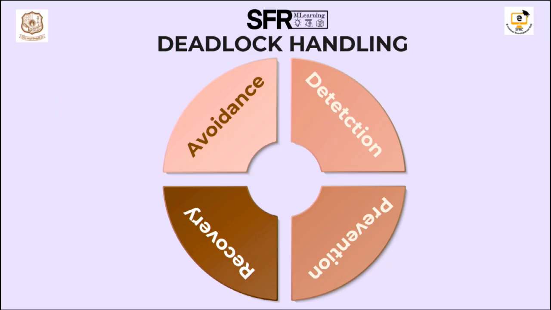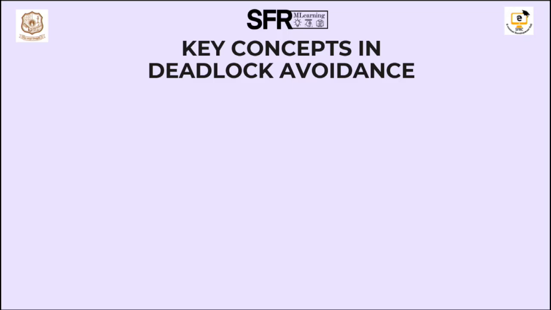Deadlock avoidance. This refers to proactive strategies and algorithms that ensure a DBMS never enters a deadlock state. Unlike detection or recovery, avoidance techniques analyze each resource request in advance and only grant it if doing so keeps the system in a safe state, where all the transactions can eventually complete without causing a deadlock. Okay, let us see what are the key concepts in a deadlock avoidance.